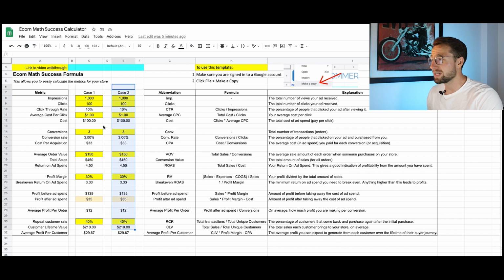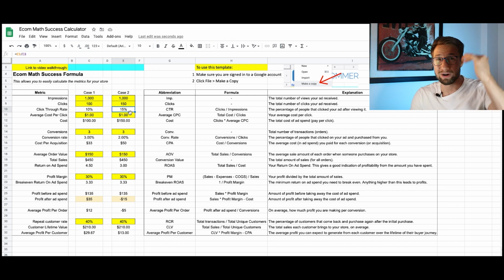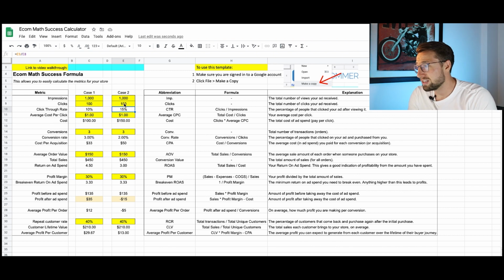The reason I have two columns is that I want to make it really easy for you to compare changes in the metrics. So first we have the click-through rate, which is the percentage of people that clicked your ad after viewing it. So for example, in case two, let's say that 150 people clicked it and the same amount of people viewed it. That means the click-through rate goes up to 15%. And of course, a higher click-through rate is going to indicate potentially more ad relevancy. It's also going to indicate that you've got a higher ranking in the ads too, because people click the top ads more than others. But you can see how clearly that actually changes that metric, obviously.